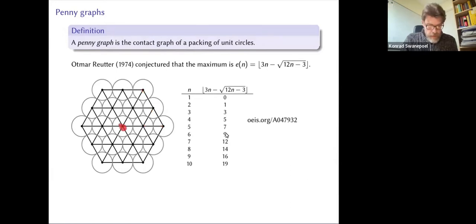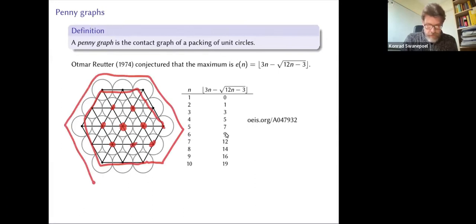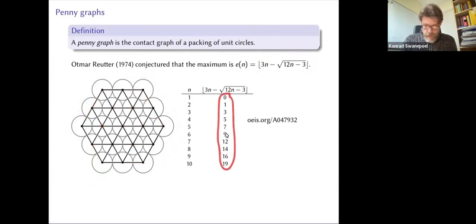So you can start here in the middle and then start putting them in a spiral. That's one way to do it. And you actually get this value. You can put these numbers into the online encyclopedia of integer sequences. It's there. It's one of those known things.